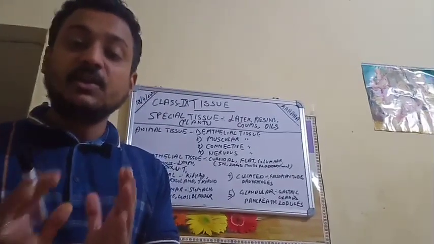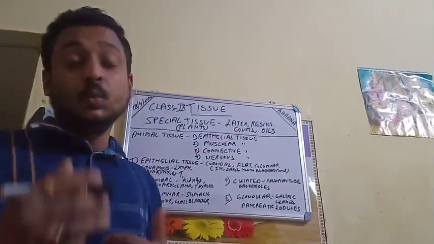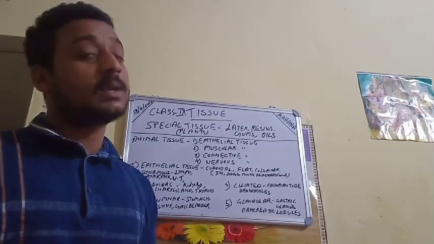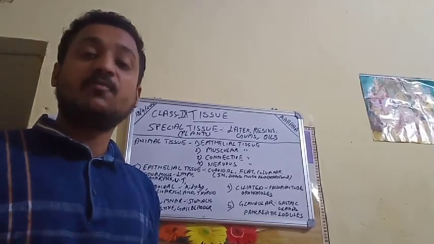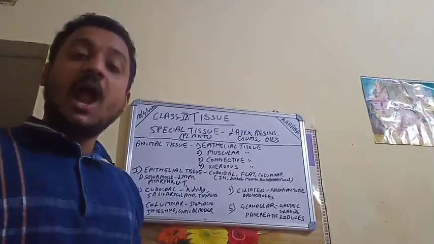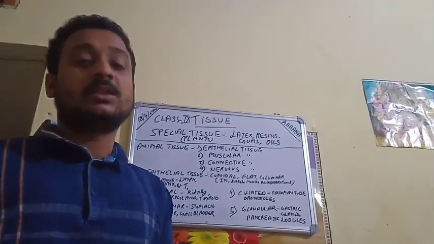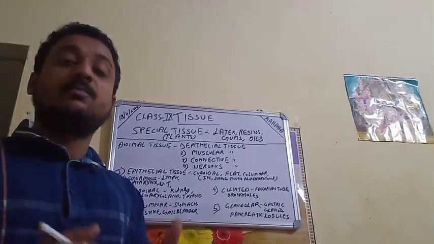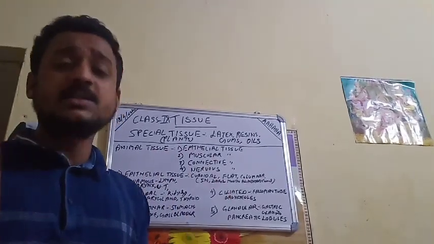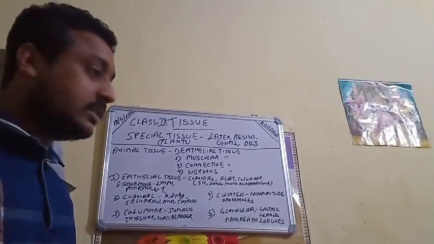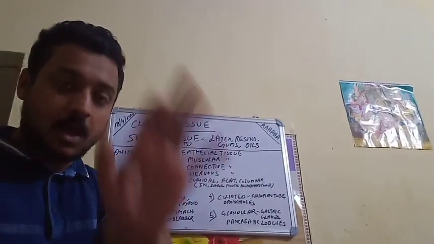I said resins and gums have a very minute difference. Resins are generally used for polishing, whereas natural gums are used for sticking or pasting materials. And oils are used for natural aromatic therapy, as well as making perfumes and in several other industries. This is what we have learned about the special tissue present in the plant.